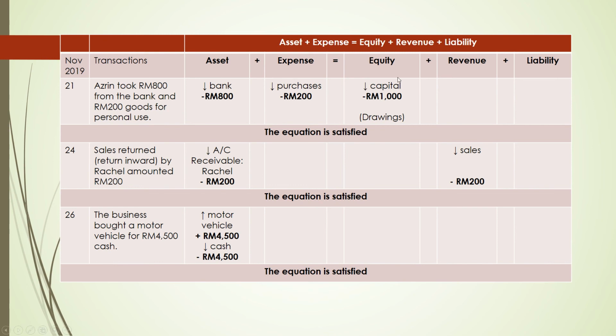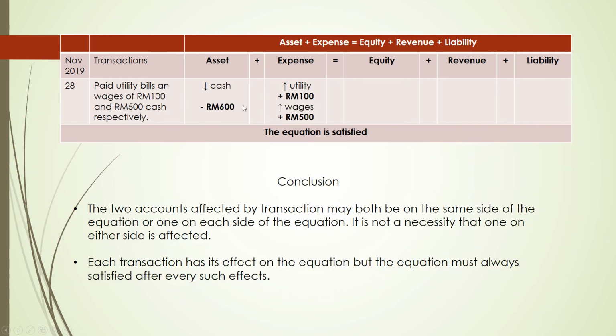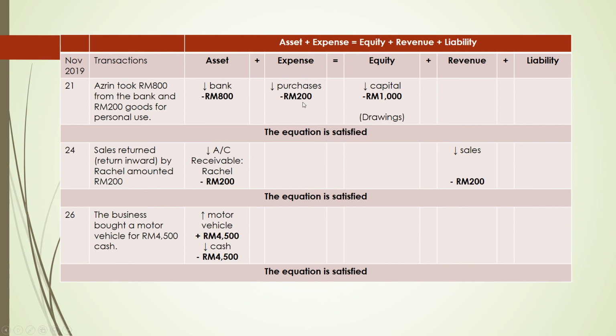Okay, so the amount of capital will be decreased by 1,000 ringgit. So how to get 1,000 ringgit? 800 ringgit plus 200 ringgit. So asset negative or decrease 800 ringgit. Expense also decrease negative 200 ringgit. So negative 800 ringgit plus negative 200 ringgit equal to negative 1,000 ringgit, right? So equal to equity also negative 1,000 ringgit. Therefore, both sides are now even.